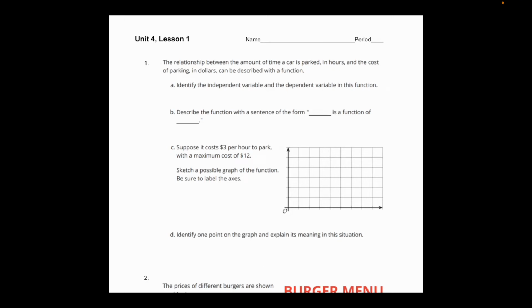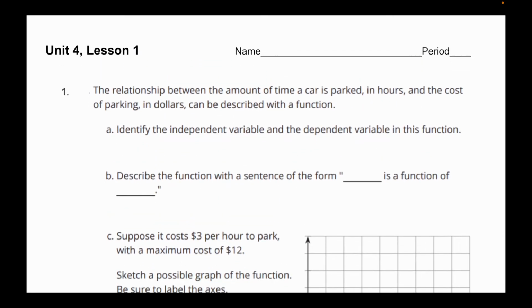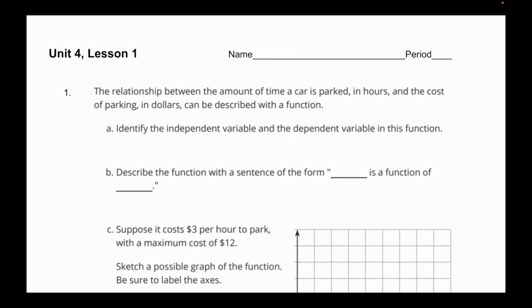Okay, we are looking at the Unit 4, Lesson 1 homework. So, let's get started. The relationship between the amount of time a car is parked in hours and the cost of parking in dollars can be described with a function. So they're just telling us right away that it is a function. So identify the independent variable and dependent variable in this function.